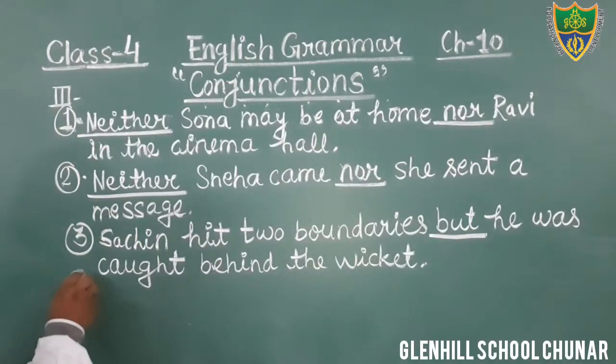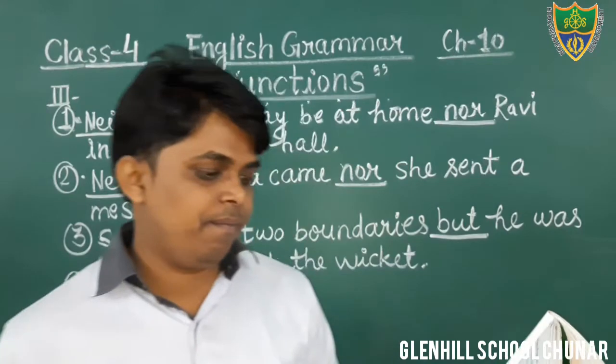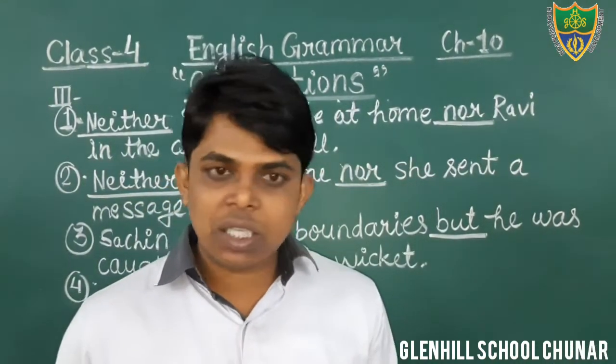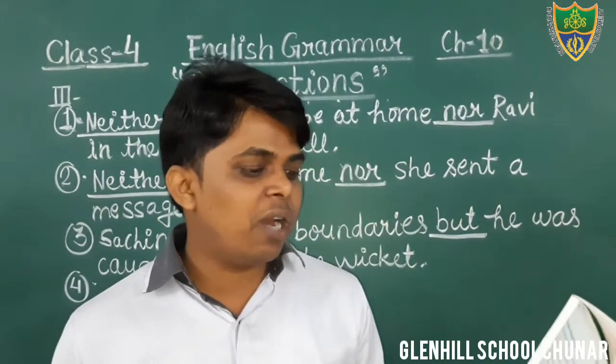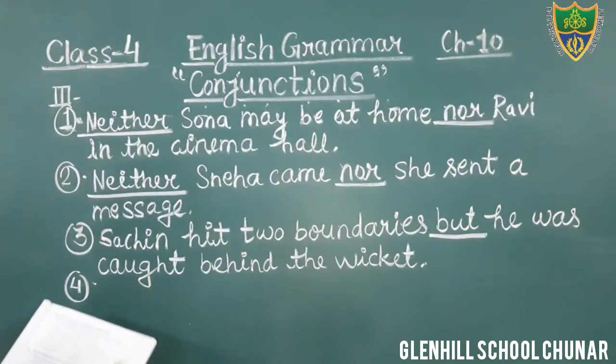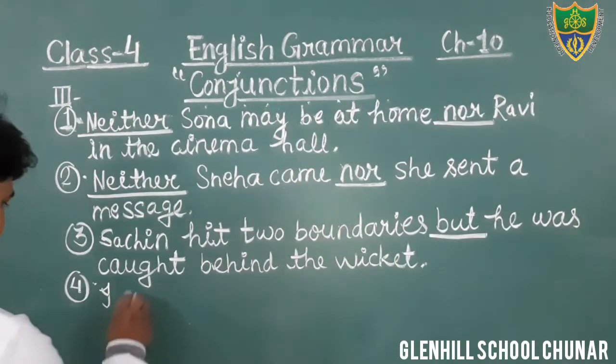Question number 4. Just say, students, what is question number 4? I lost the game. I tried my best. There are 2 sentences. I lost the game, that is one sentence. I tried my best, that is another sentence. So we will join these 2 sentences using what? Conjunction.